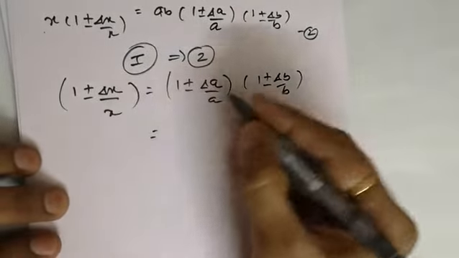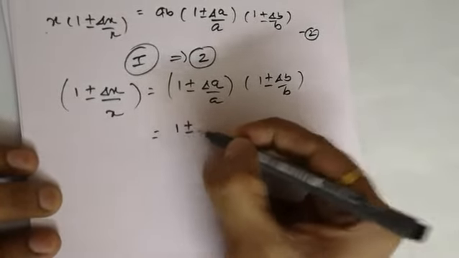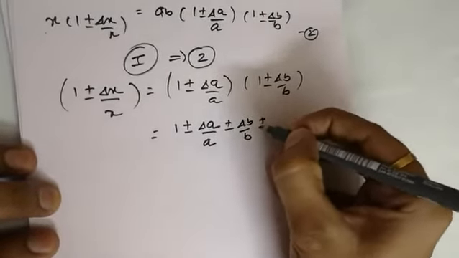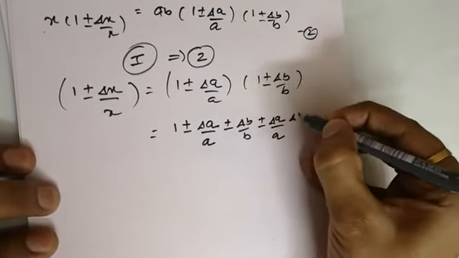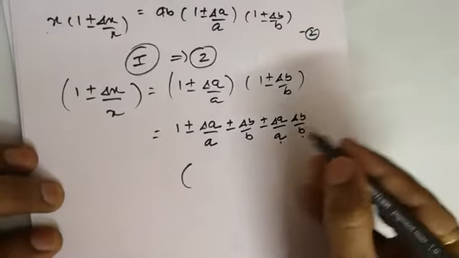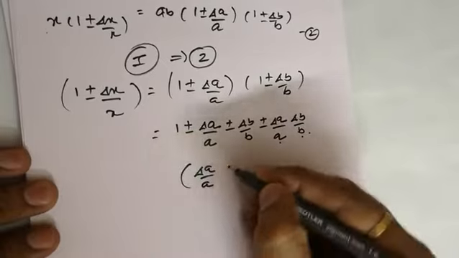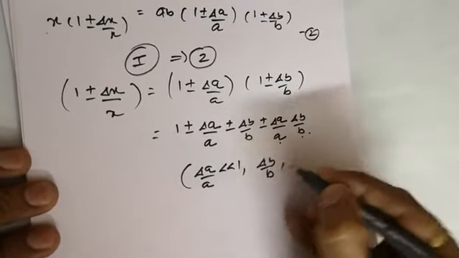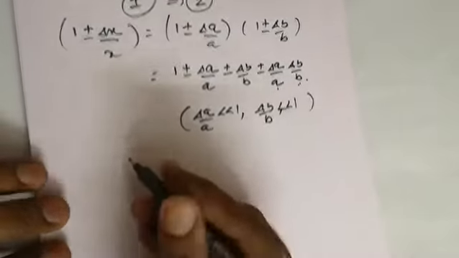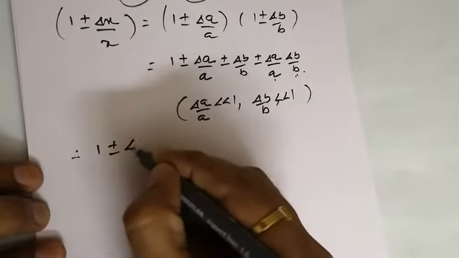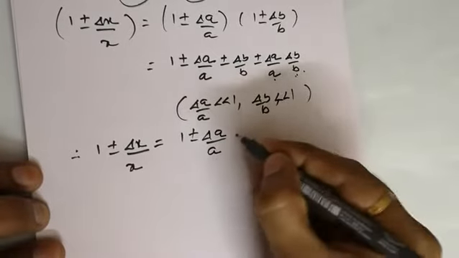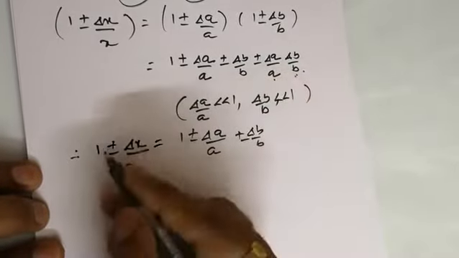And now the multiplication may happen. That gives us 1 plus or minus delta a by a plus or minus delta b by b plus or minus delta a by a times delta b by b, where delta a and delta b contain a and b in the denominator. Actually we can say that delta a by a is very much lesser than 1 and delta b by b is also very much lesser than 1. So the last term, which is smaller, can be neglected. The left part with us is 1 plus or minus delta x by x equals 1 plus or minus delta a by a plus or minus delta b by b.